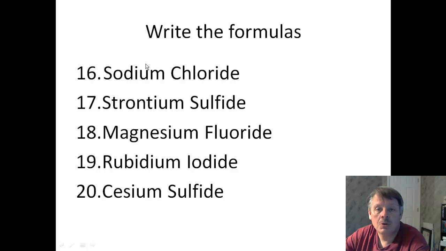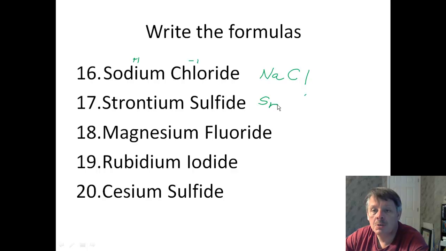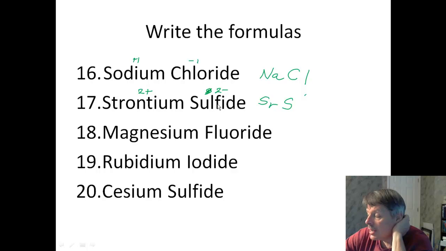So sodium is Na, and chlorine is Cl. And now I say, well, this is +1 and this is -1. So the 1 and the 1 cancel, so sodium chloride is NaCl, done. How about strontium sulfide? All right, strontium is Sr, and sulfide is sulfur, or S. And strontium has a 2+ charge, and sulfur has a 2- charge. So the 2 and the 2 cancel each other out, so you're left with SrS.